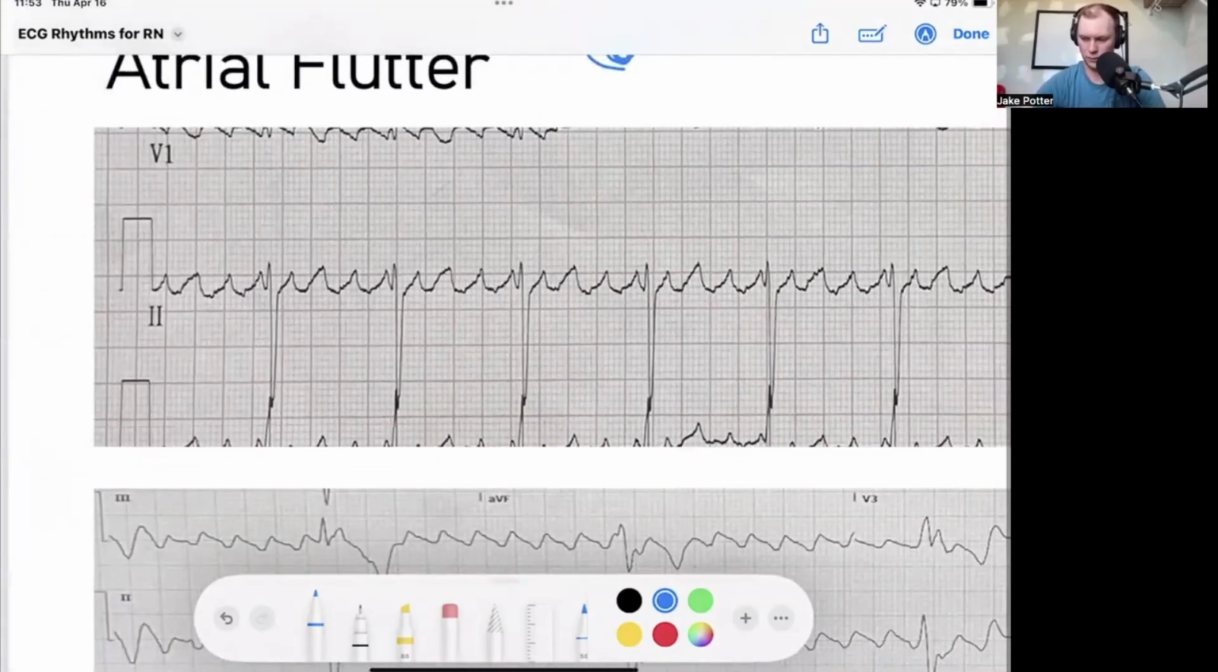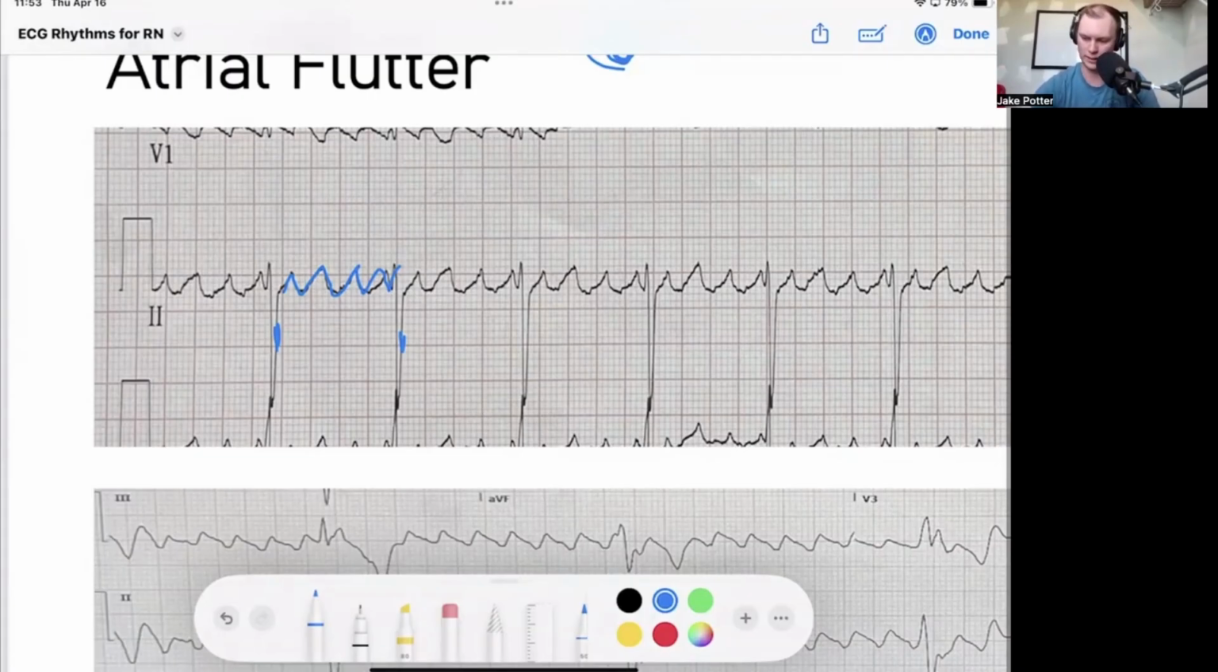So basically with atrial flutter, you have these flutter or sawtooth looking waves between the QRS complexes. Again, you have your QRS. There are your flutter waves, and you'll see that doesn't look like a P wave, and doesn't really look like a T wave.